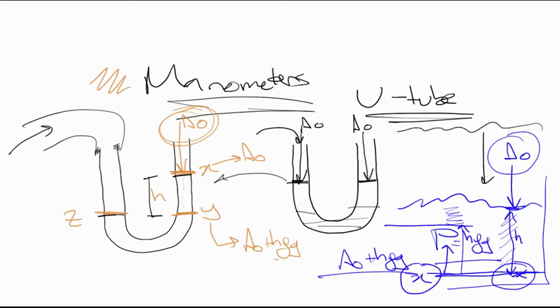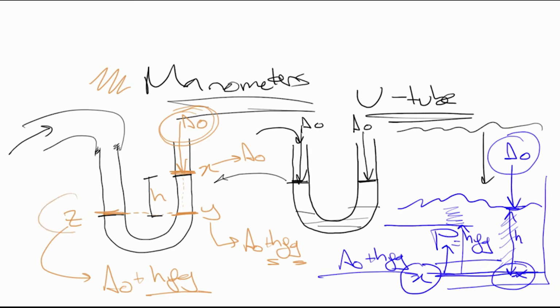H should always be in meters because your acceleration is in meters per second square. And the pressure at z is the same as the pressure at y because it's at the same depth. So we can also say the pressure at z is a naught plus h rho g, where h is the height difference between the two levels of the liquid in the two arms. If they ever ask you to find the absolute pressure or the total pressure acting at z, what you have to do is basically a naught plus h rho g.